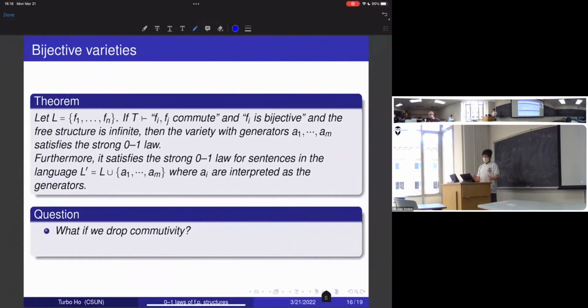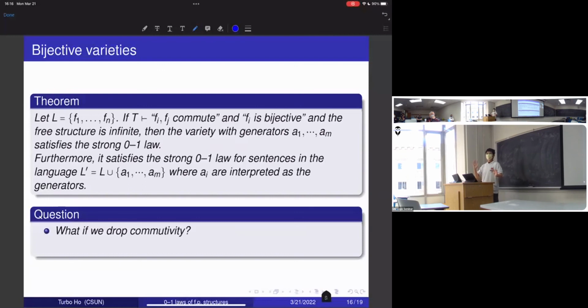And so some natural questions follow. The first is, what happens if we drop commutativity? We don't have a result. Loosely, I'm not sure if I'm only speaking for myself, I believe you can drop the commutativity, but that's a little bit harder, and we don't have that.